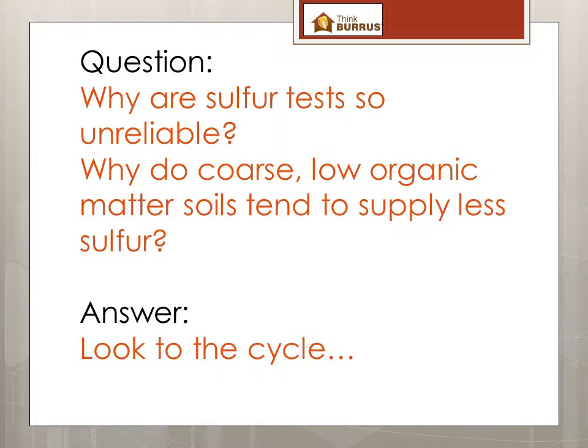And we're going to talk about this subject of loss by starting with a question. You'll remember we've done this before. We've tried to take this information and package it in the form of a question that you might get out in the field or that you might have as you look at things out in the field. So we're going to start with two questions today, and they really can be answered by this subject of loss. Why are sulfur tests so unreliable, and why do coarse, low organic matter soils tend to supply less plant available sulfur? And the answer goes back to what we've talked about before. We're eventually going to look at the cycle. Before that, we're going to set up this case for sulfur tests not being reliable.